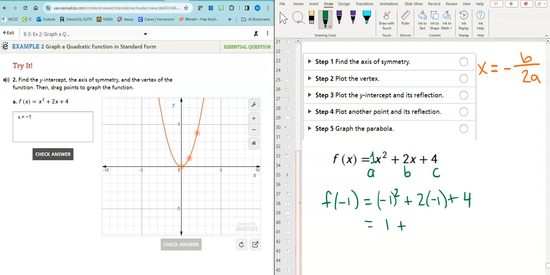That's going to be 1 plus -2 plus 4. Let's see, 4 take away 2 is 2 plus 1 is 3. So my y value, or my f of x, is 3. So my coordinates, if I take the x over here, -1, and my y, my vertex is going to be -1, 3.